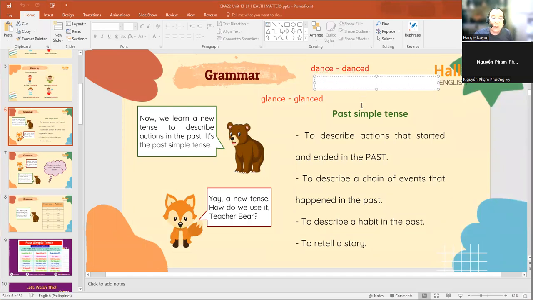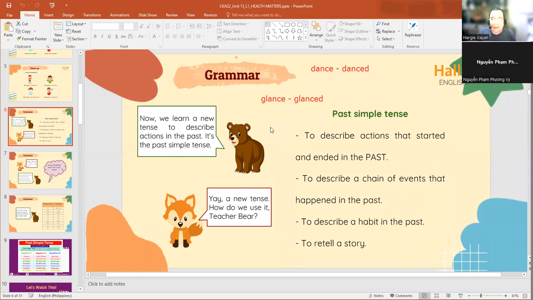Okay, what else? Aside from dance and aside from glance, we can also say, last time we had an activity, like for example, wait for a while. I hope you can still remember that one, V. We do have a lot of words in order for us to form the past simple tense of that. But that is the first rule.